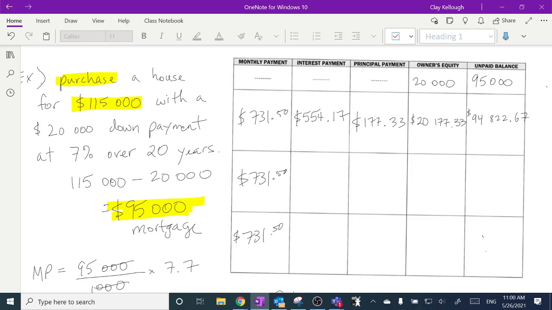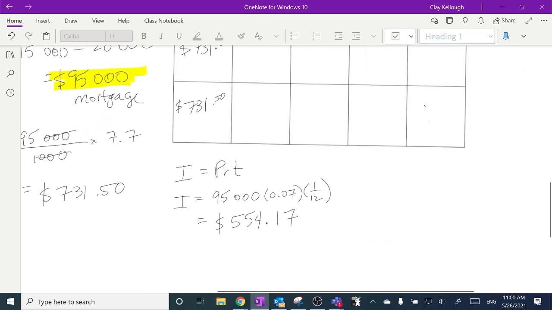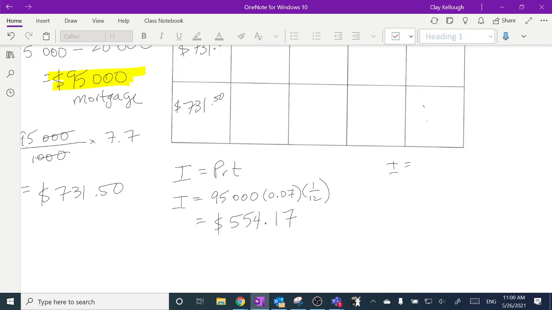Okay, so anyway, like I was saying, that's how much of the house I now have to pay for, right? I used to owe them $95,000 on the house. Now I owe them $94,000 on the house. So now, for my second month's interest payments, I have a new principal. I have a principal of $94,822.67. The rate's still the same, 7%, and it's still for 1 month.